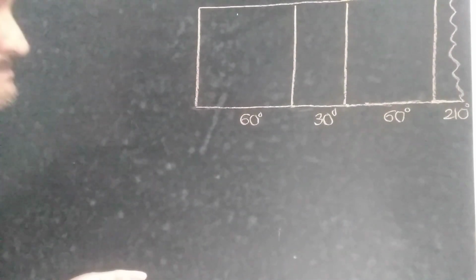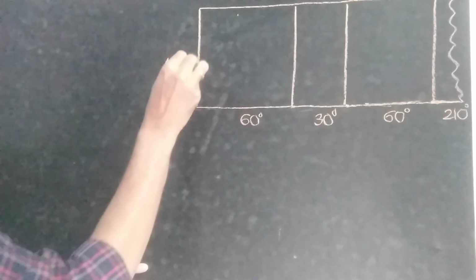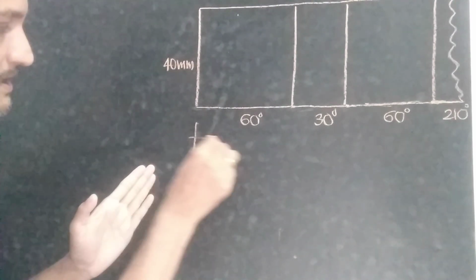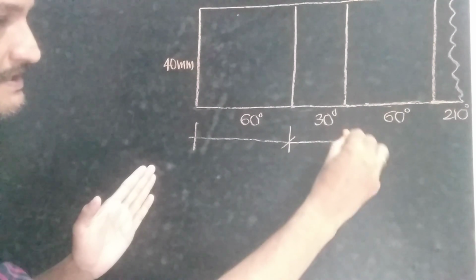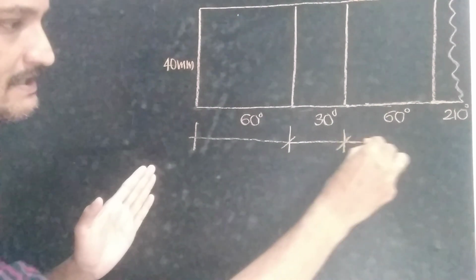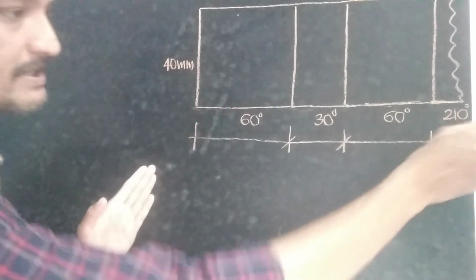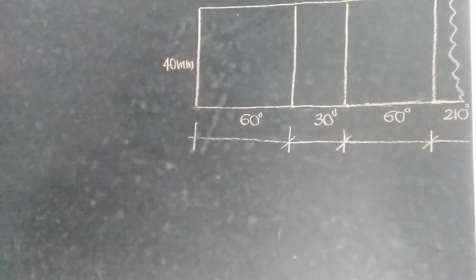Displacement diagram. Okay, here 40 mm is the cam lift, and this part is the outstroke. This 60 degrees is the outstroke. Then this 30 degrees is the dwell part, and this 60 degrees is the return stroke, and finally the remaining cam angle is the dwell period.